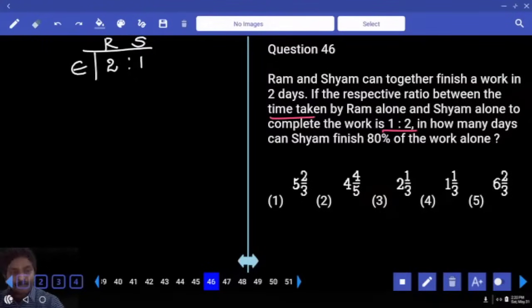Together they can complete the work in how many days? Then total work is equal to 3 units multiplied by 2. This is the total work. Agreed?